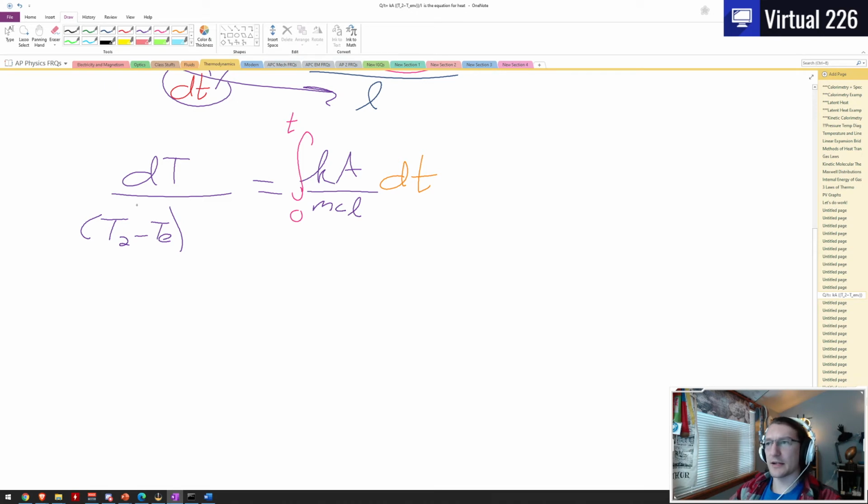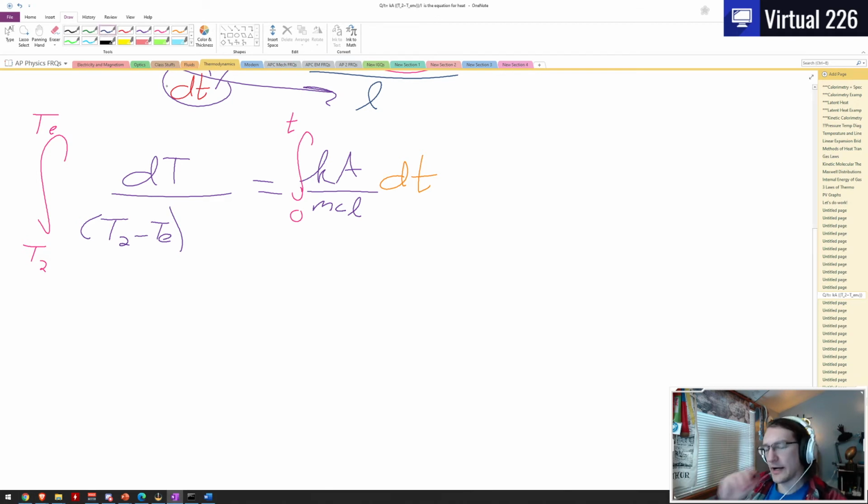On the left side here, we are going to have some idea in terms of a change of temperature and amount of time, and we're going to bound this from some initial temperature to some final temperature here. And in our case, T2 is where we're beginning the temperature, and the environmental temperature is where we're going to end up over a very long period of time, right?